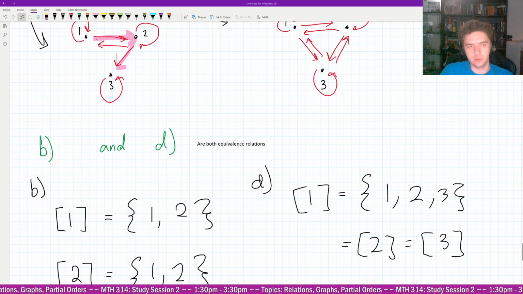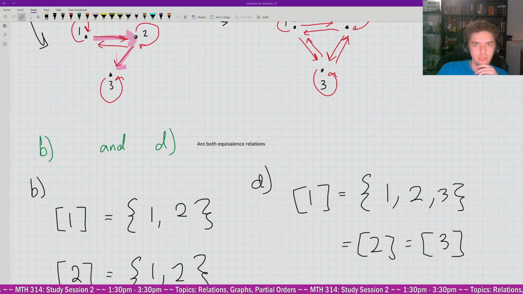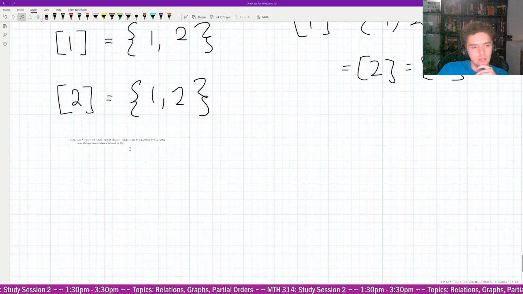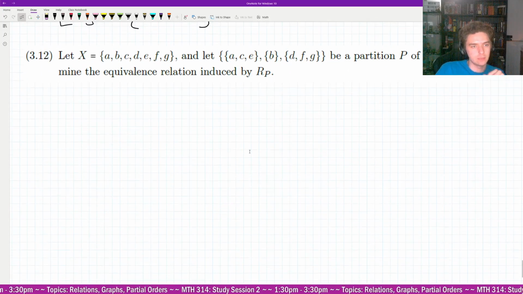Let's actually do 3.12. Are there any particular homework questions you want me to do? We'll just talk a little bit about functions soon. But for now, we'll keep talking about this. This is a good one, too.